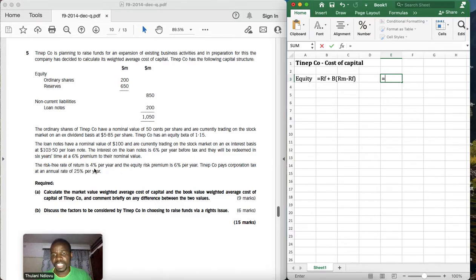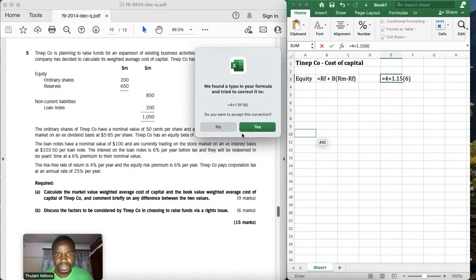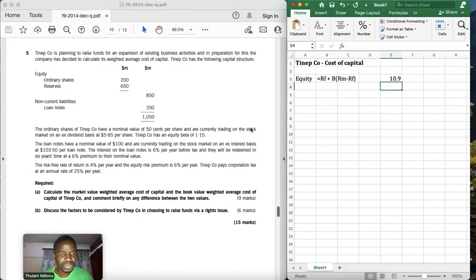the risk-free rate of return is 4%. So we'll say 4 plus beta, we are given beta here is 1.15. Bracket RM minus RF. RM minus RF is the equity risk premium, which is 6%. So we'll say 6 here. We get our percentage as 10.9%.